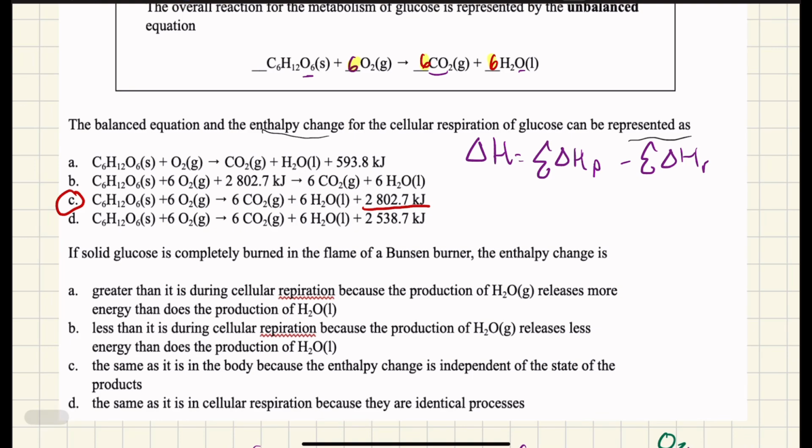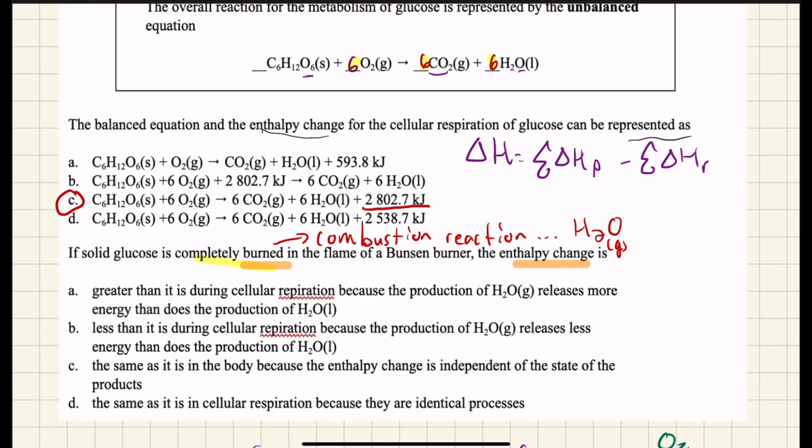Now for the next question here, it says if a solid glucose is completely burned, and that's the key word here. I'm going to underline that actually in a different color. Burned in the flame of a Bunsen burner, the enthalpy change is. Now, when it's burned, that means that it's a combustion reaction. And unless it's otherwise indicated that this is done in a closed system, combustion reactions always produce water vapor as opposed to liquid form of water over here.